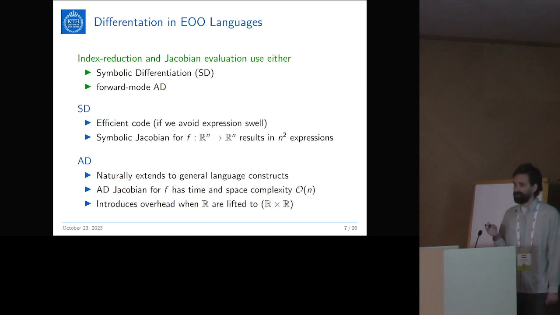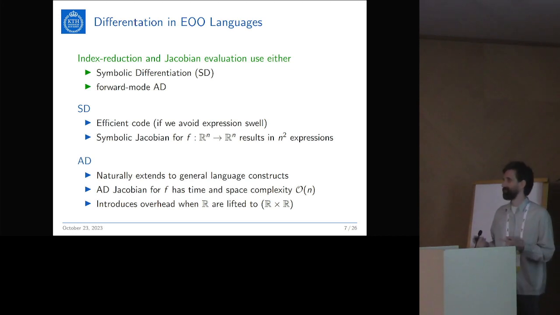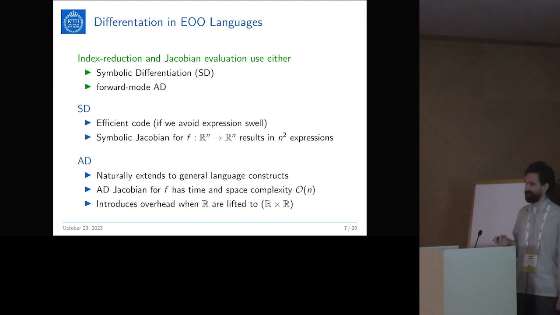On the other hand, AD naturally extends to general language constructs such as recursion and control flow. It's also efficient in computing the AD for this residual function, both in space and time. But when we do the AD computation, we change the elementary operations to not operate over real numbers, but rather over tuples of numbers. So we essentially propagate a function's value and all its derivatives throughout the computation. And this leads to some additional overhead because we need to destruct and construct these tuples during the computation.